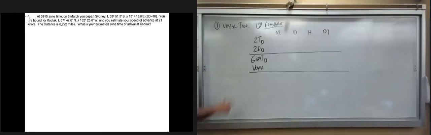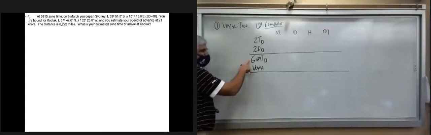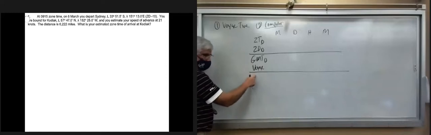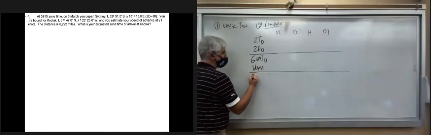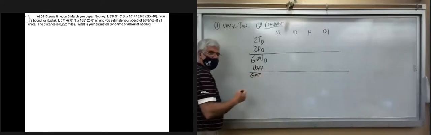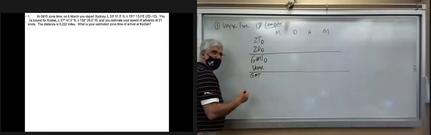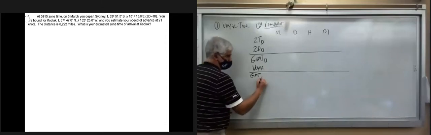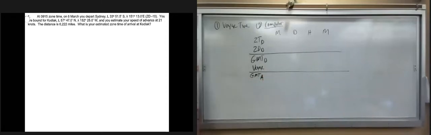When I add my voyage time to my GMT departure time, what am I gonna get? I'm gonna get the GMT of where? Where am I gonna be at that point? Where on the earth am I gonna be? My destination. So I'm gonna say GMT of arrival. We wrote the table, we're writing it again. You should write this table every time you do one of these problems so that you have it drilled into your head.